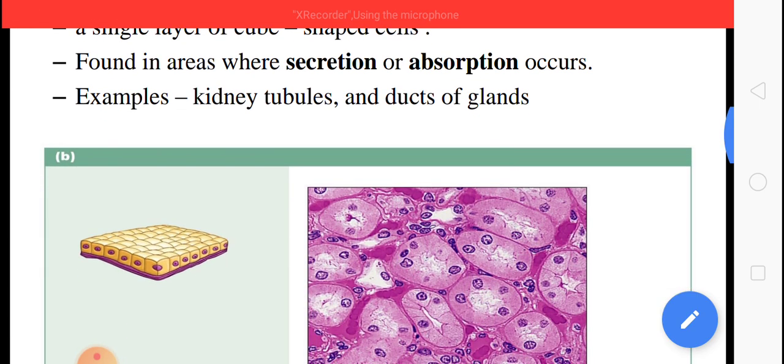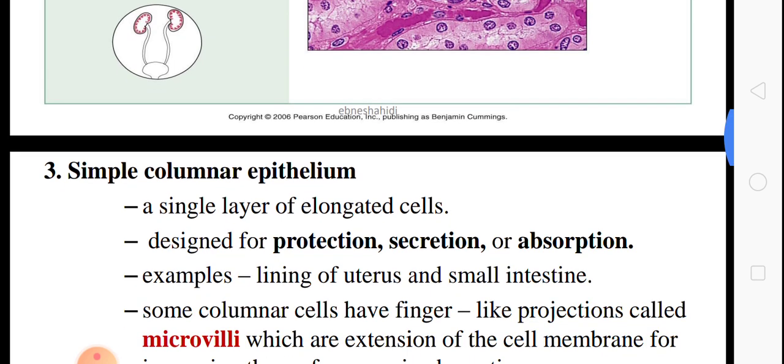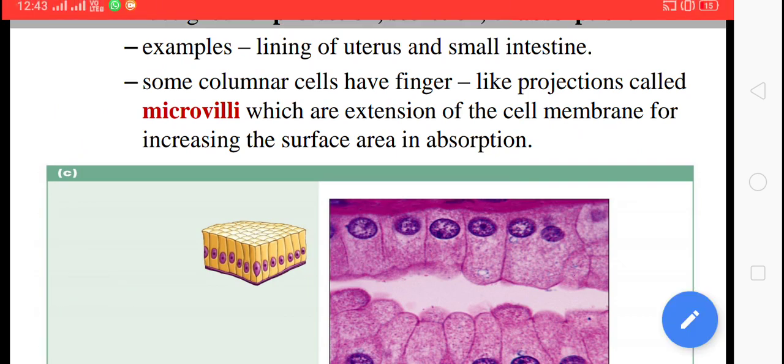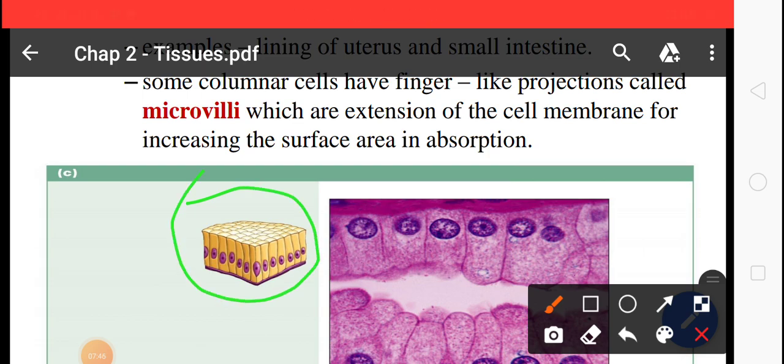And now we have to see simple columnar epithelium. Simple columnar epithelium consists of tall cylinder, pillar-like cells. You can see here, pillar-like cells. Okay, and the basal part of the cell, which rests on the basement membrane, bears an oval nucleus. Where it is basal, there the oval nucleus is present.